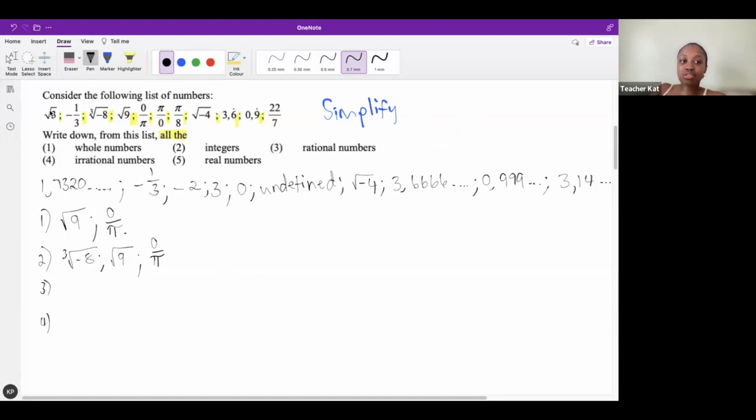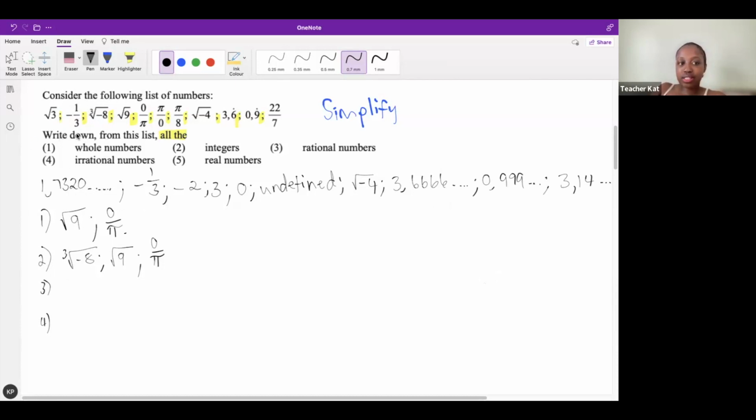Now I'm going to go down the list. Square root of 3, is it rational? Say yes or no in the chat. Caden says yes. Remember, the square root of 3 is 1.7320 and so on. Is that rational? No. So square root of 3 does not qualify as rational.